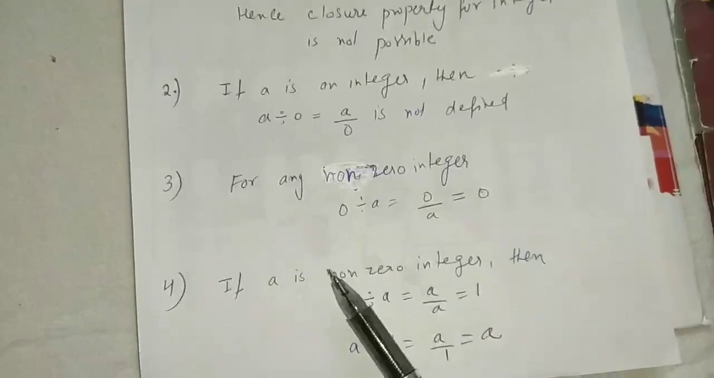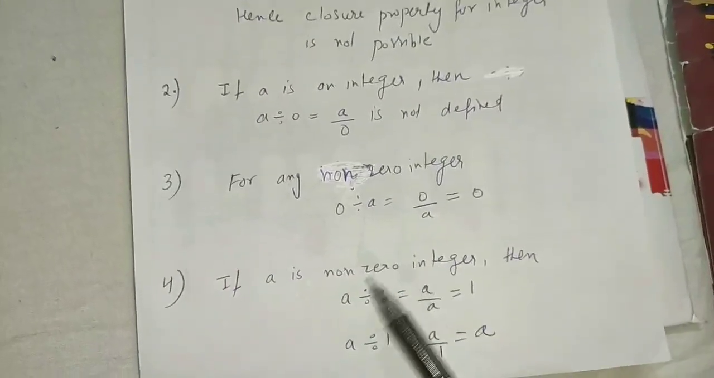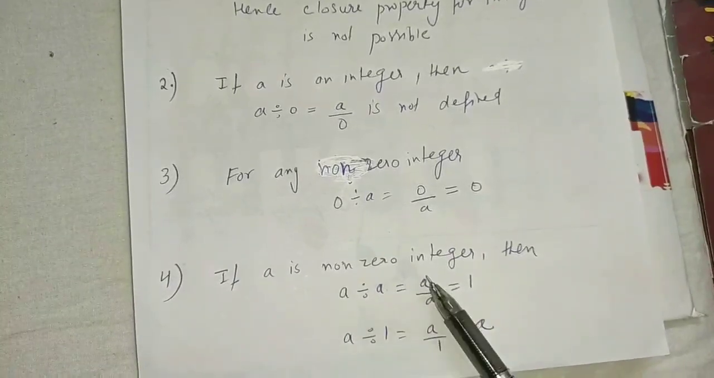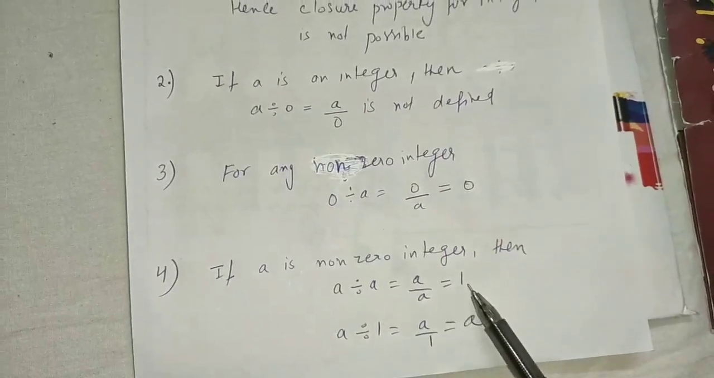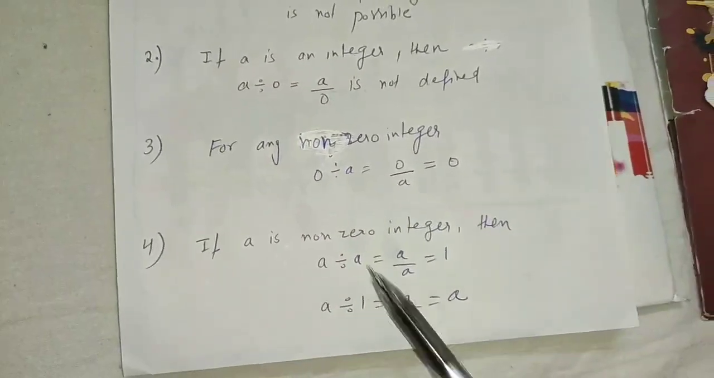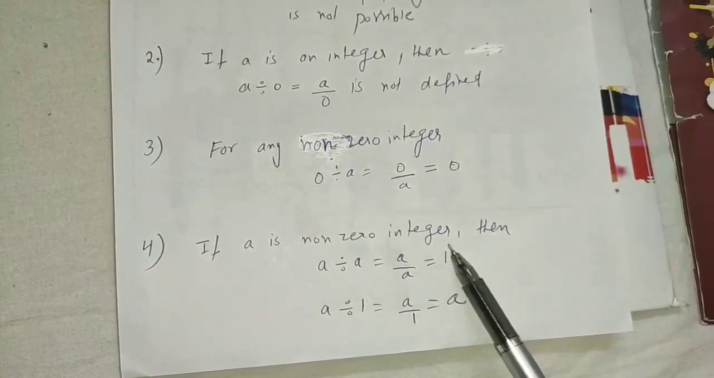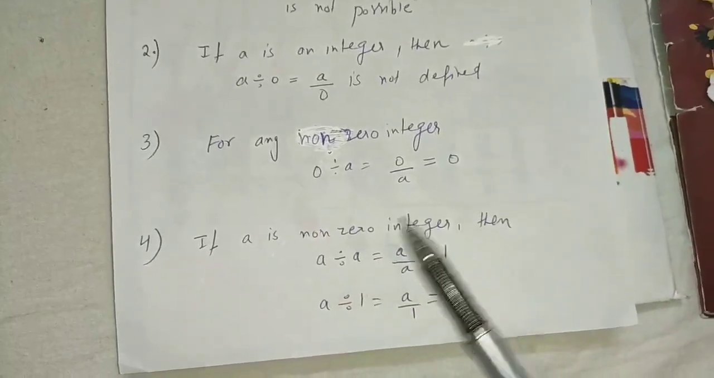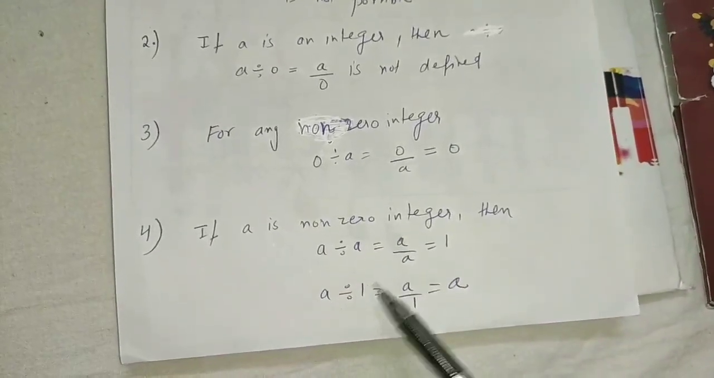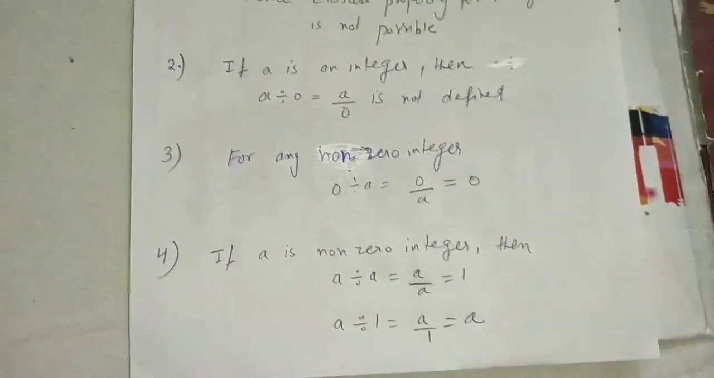Clear? Last one. If A is a non-zero integer, meaning we are not taking 0 but any other integer, then A divided by A is always 1. And A divided by 1 is what? A. These are the two properties. A divided by A is 1, meaning minus 4 divided by minus 4 is 1, and 5 divided by 5 is 1. Here 5 divided by 1 is always 5. So A divided by 1 is A. Clear? Hope you understood this.